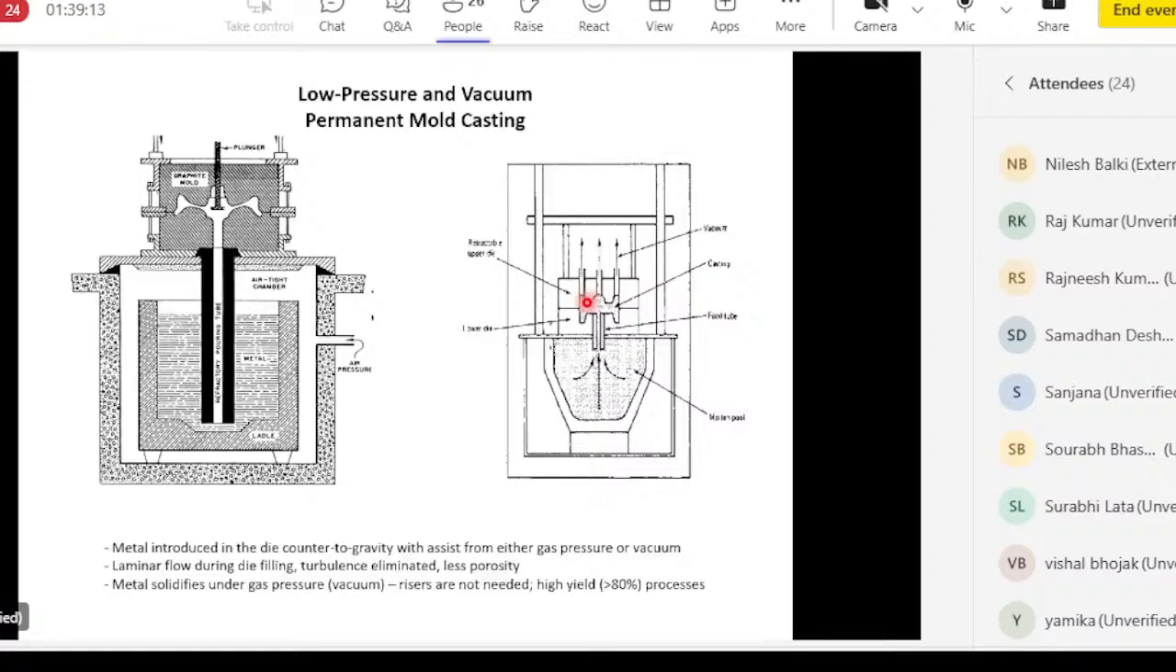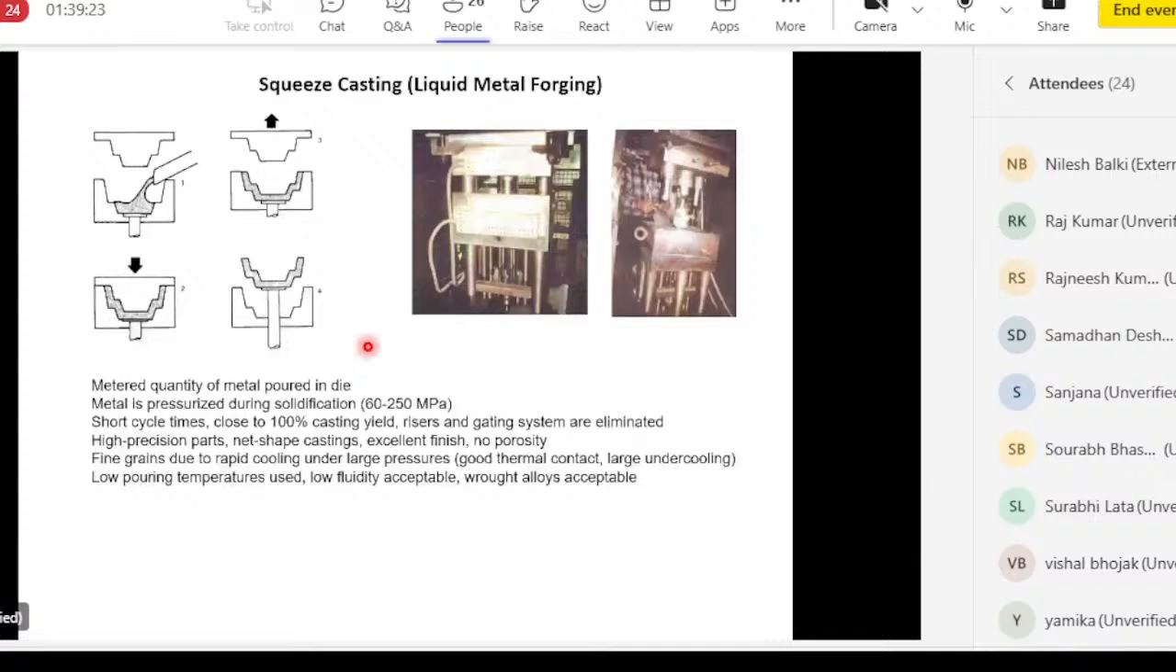Squeeze casting uses high pressure. It's like forging. Instead of forging a solid piece, you're forging liquid metal. So metal is poured in a metal die that's water cooled. The die is closed, pressurized. When the metal solidifies, you open the die, get your casting. Very simple process. But the main advantage here is that because of high pressure, the thermal contact between the die and the metal is very good. And therefore, heat transfer is very rapid.